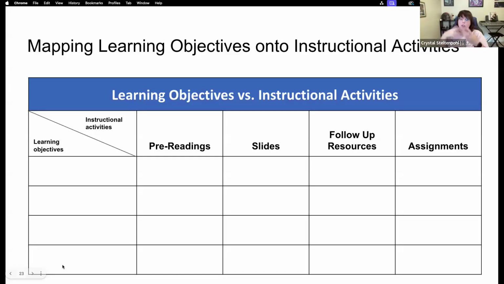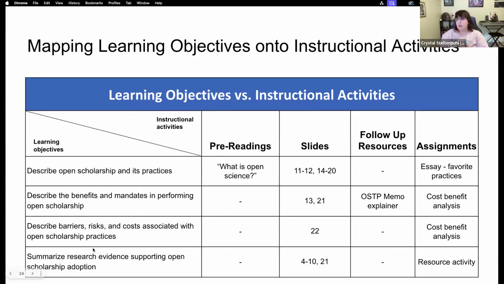Then I think about what I am going to do throughout the time that I have with the participants, and how that is going to map on. As a specific example, for a training on introduction to open scholarship, I might have four learning objectives. Maybe I want them to describe open scholarship and its practices. Maybe I want them to describe the benefits and mandates in performing open scholarship. I want them to describe barriers, risks, and costs associated with open scholarship practices.